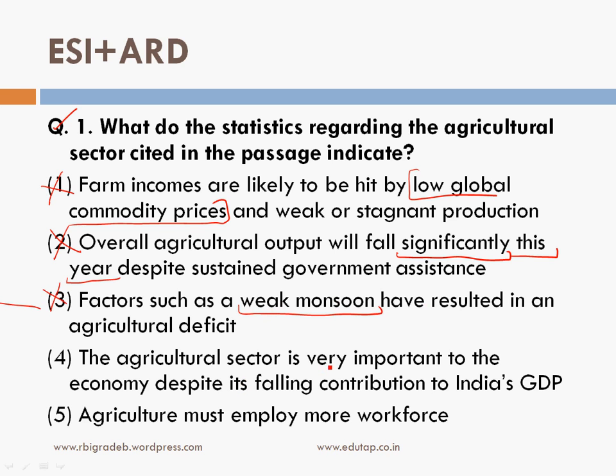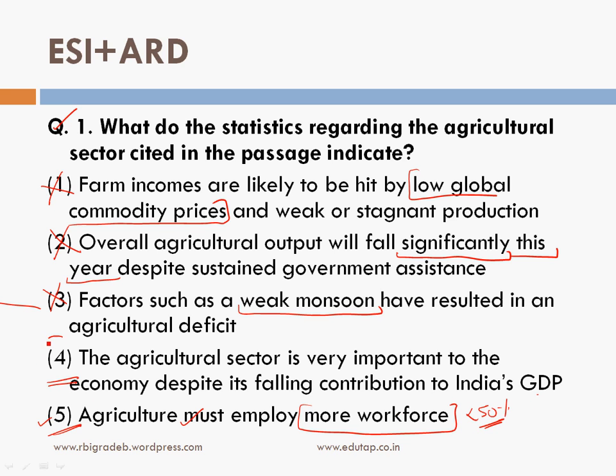The agricultural sector is very important to the economy despite its falling contribution to India's GDP. Let's leave this option for now. Fifth option, agriculture must employ more workforce. Now this again is not justified by the given passage. Nothing has been said in the passage which points us in the direction that agriculture must employ more workforce. In fact, the passage is saying that for the first time in the history of the Indian economy, the share of the agricultural workforce has dropped to less than half of the total workforce.